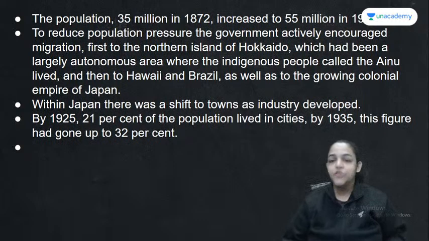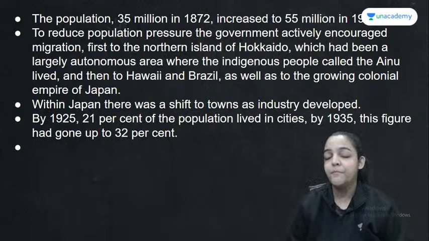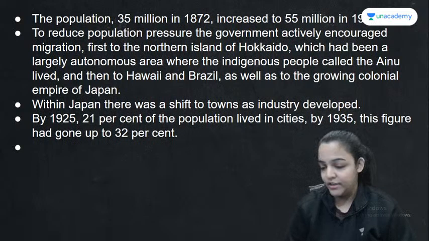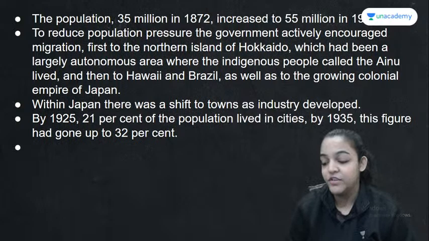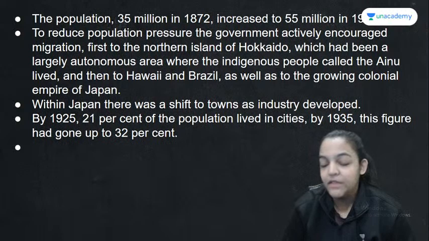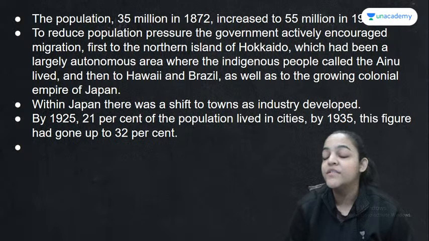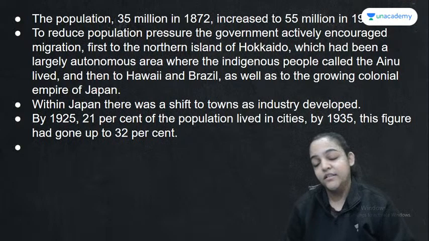All right, so what is happening now? Because the industry started developing, people from the rural areas started shifting to the urban areas where they would work in the industries. So by 1925, 21% of the population were living in towns. And by 1935, within 10 years, this figure went up to 32%. That means 10% more people, where are they living now? They are living in cities. Because the industries developed and people started migrating to these places so that they can find jobs, find work, find better living conditions and work in the industries. Clear?